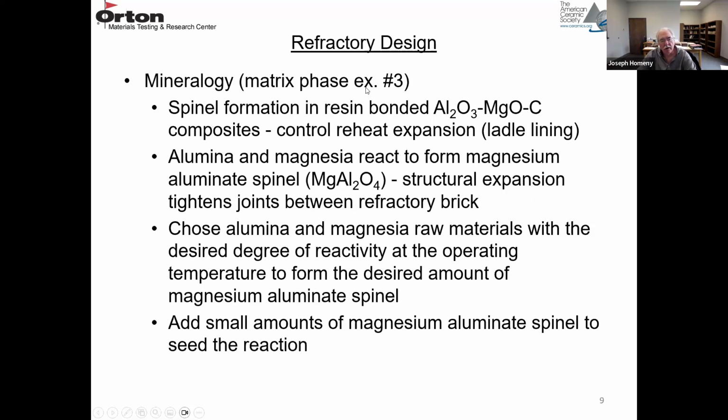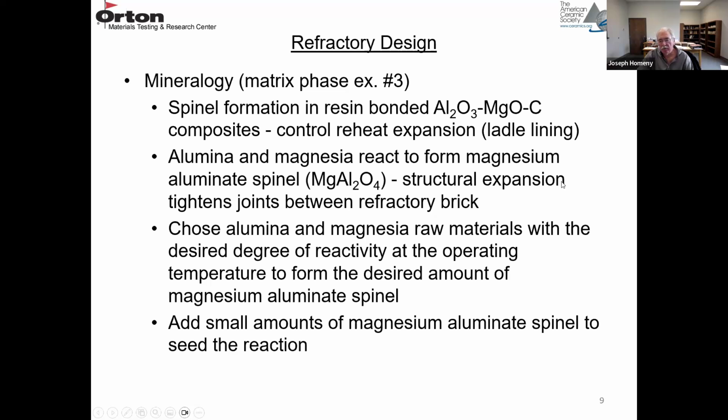An example modifying the matrix. We talked about alumina, MgO, carbon composites. These are resin bonded, and the alumina MgO is a spinel forming combination. An application might be in a ladle where this spinel formation controls the reheat expansion. So very simply, we talked about the alumina and magnesia reacting to form this magnesium aluminate spinel, MgAl2O4. There's a structural expansion. It's a lower density product.